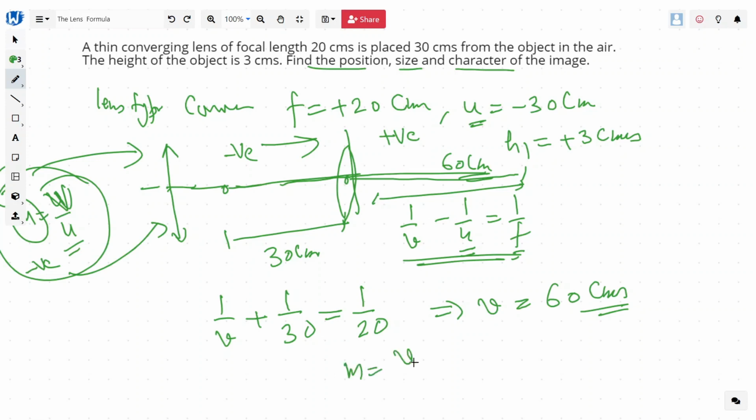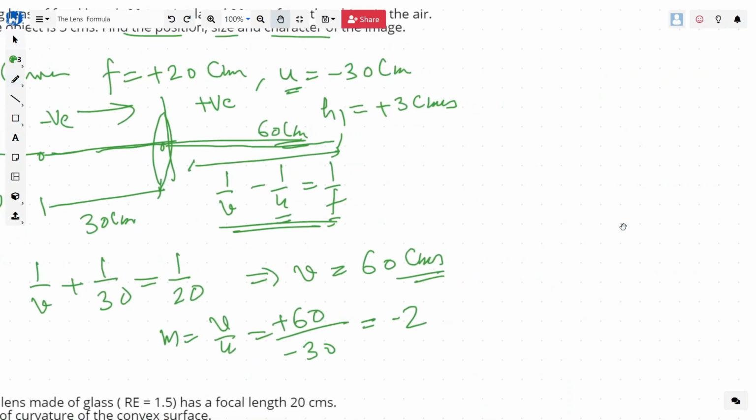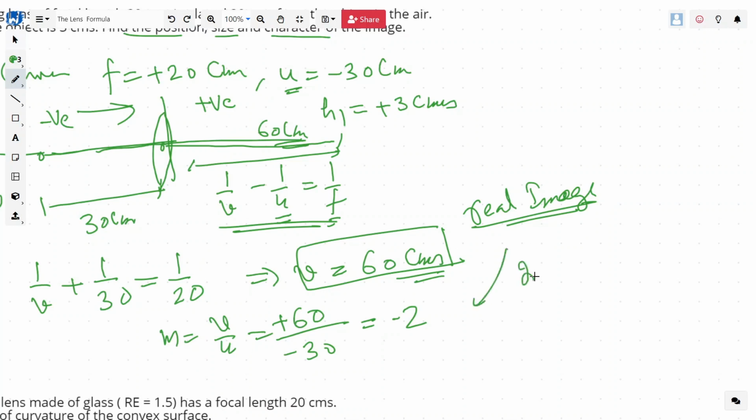So M is equal to V by U, and V is positive 60 divided by U is minus 30. So the result is minus 2, right? So as I said, when you get a magnification negative, it means the image is on the right hand side, right? Because V is positive, which means it is a real image. Okay, so the real image is going to form on the positive side of the lens, and the magnification is minus 2, which means it is an inverted image.